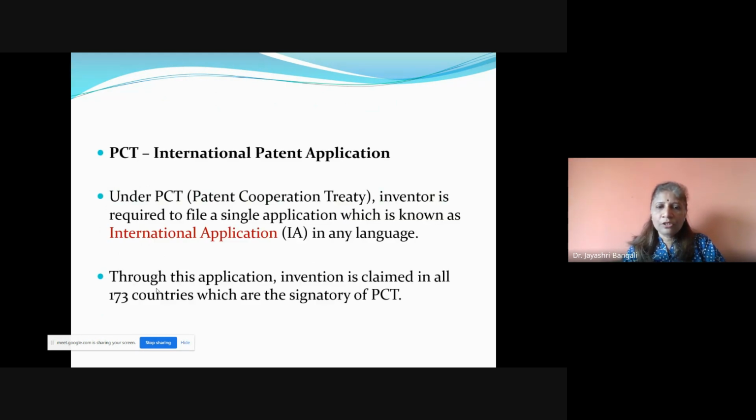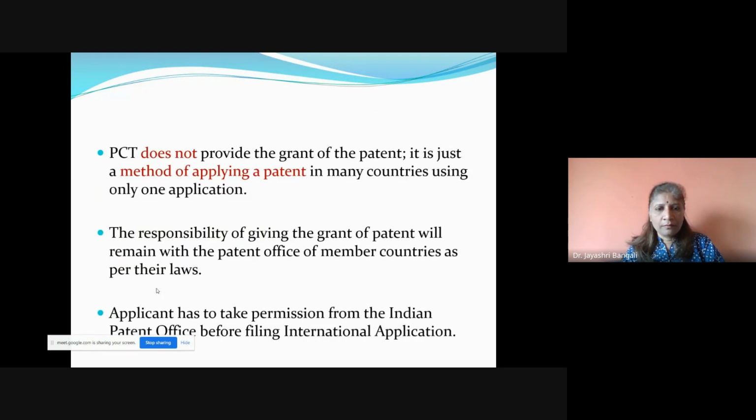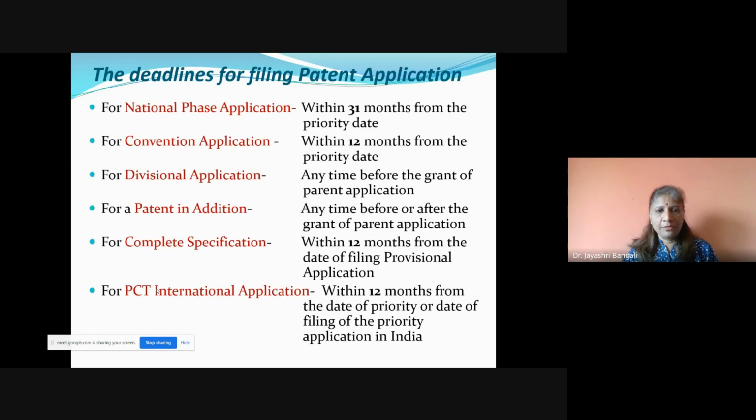If you want protection in other countries, you have to follow the method of PCT. This PCT does not provide a grant actually. The grant of the patent is provided by the particular country. It means if I am in India and I want to protect my invention in other countries also, I will file the PCT application, but the other countries are not giving you the grant. Your country will give you the grant and the invention is protected in the other country. So PCT does not provide the grant of the patent, it is just the method of applying for the patent.